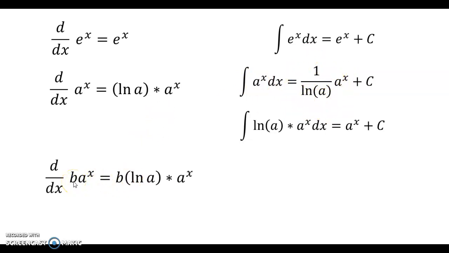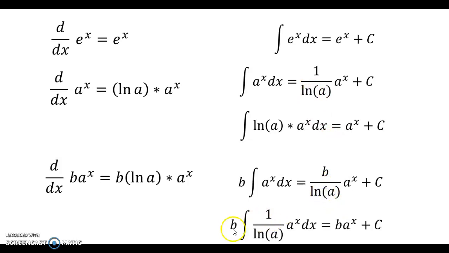Same thing if you have a constant times this, the constant just comes along for the ride. So it's either going to be similar, just times b, similar to the first situation, or b times the natural log, where you have the natural log already there. Then we just have b times a to the x plus c.